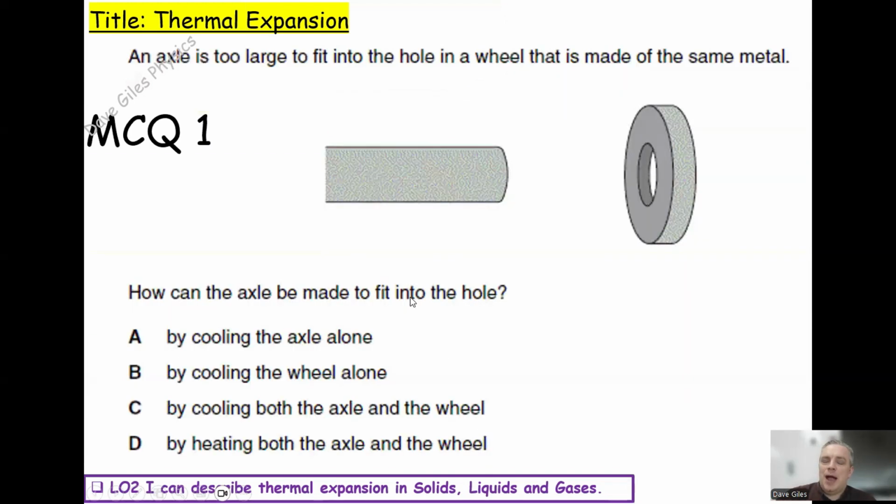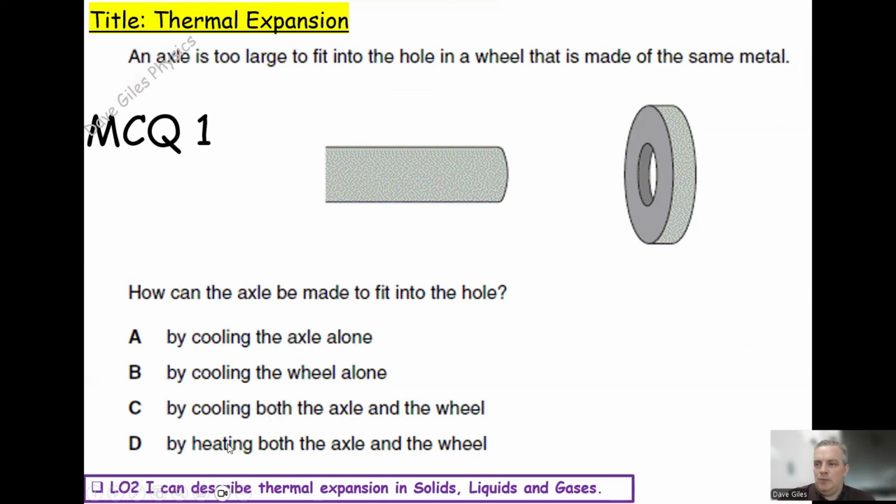The rest are now past paper 2 Cambridge International Examination questions. So an axle is too large to fit into the hole in a wheel that is made of the same metal. How can the axle be made to fit into the hole? Do you cool the axle? Do you cool the wheel alone? Do you cool the axle and the wheel? Or do you heat both the axle and the wheel?